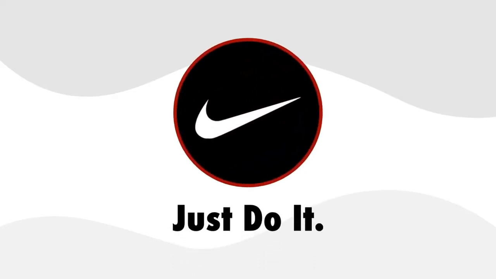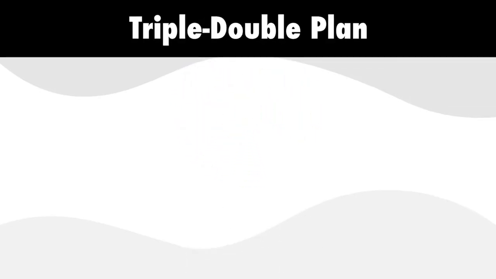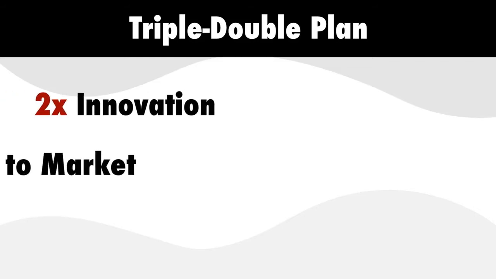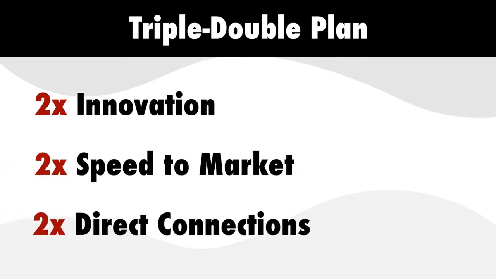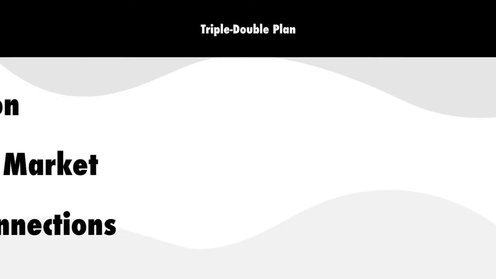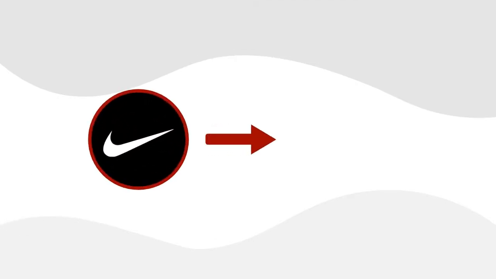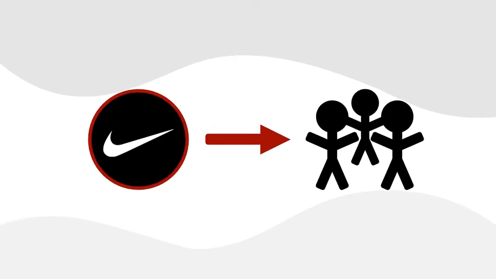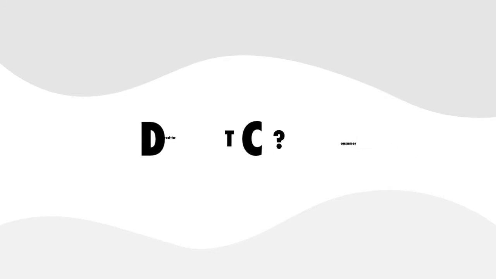Nike is the largest footwear and athletic apparel brand in the world. It's its triple-double plan. It outlined their desire to double innovation, speed to market, and their direct connections with consumers. Nike is transforming its business so it has a direct-to-consumer marketing strategy. But what is a DTC marketing strategy?